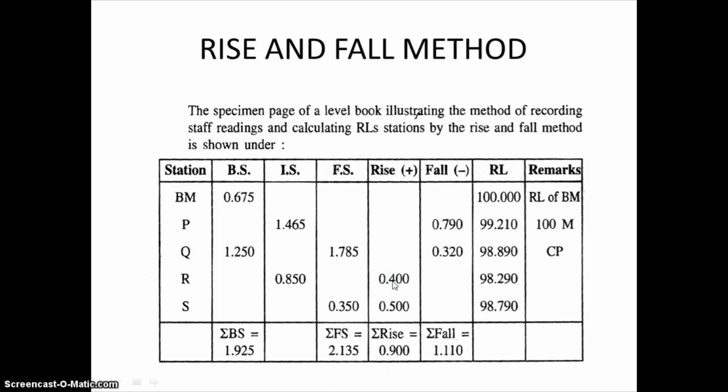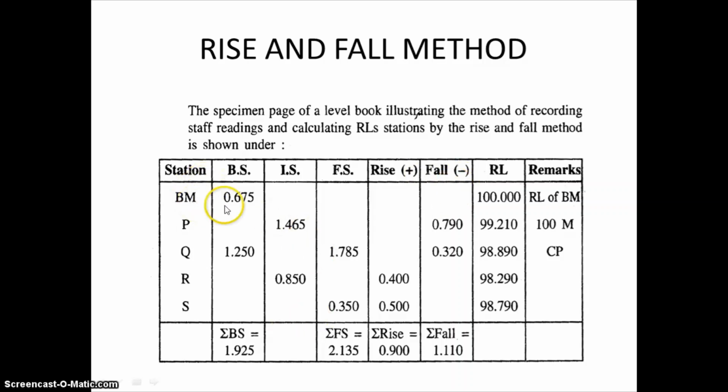So how will you do the calculation? The specimen page of the level book. The same way we do the calculation in a tabular form, but you can see this column will be changed. Instead of HI, here 2 columns will be added. Station, backside, IS, foresight, rise and fall, RL, and the remaining columns will remain as they are, but instead of HI, I will add here 2 columns. Rise indicates, in mathematical terms, the positive and fall indicates the negative.